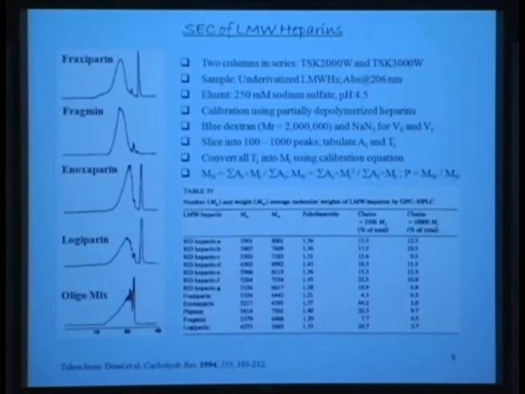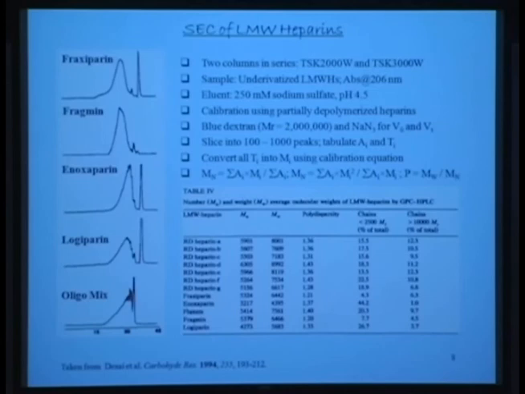But what is time? Time is converted, using this, into mass. So once time is converted into mass, basically, I don't really remember how many data points we had, but look at this, slice into 100 to 1,000 peaks. So basically you take all of this and you slice it into 1,000 peaks. So you have 1,000 X and Y data points. So the Excel spreadsheet is about 1,000 rows.